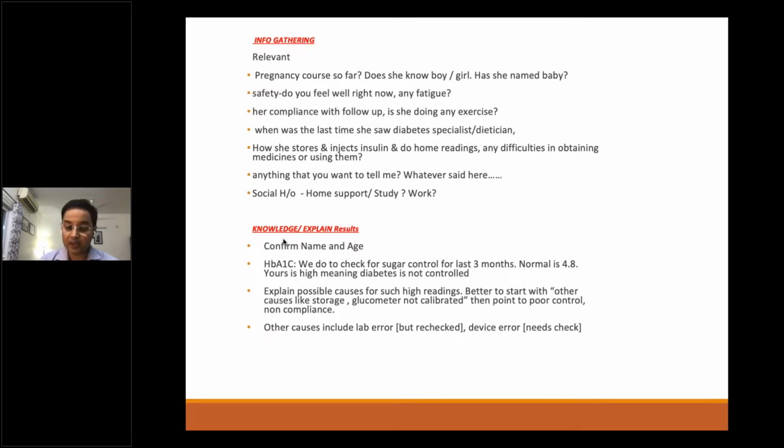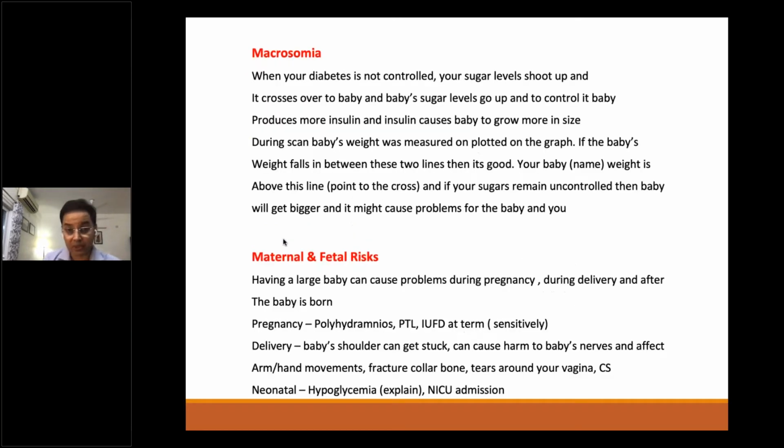Give her scenarios. And at the same time, you have to highlight the importance of sugar control, which you did, but it should be in a non-scary way. Like what can happen? So macrosomia, this is where you need to work on.